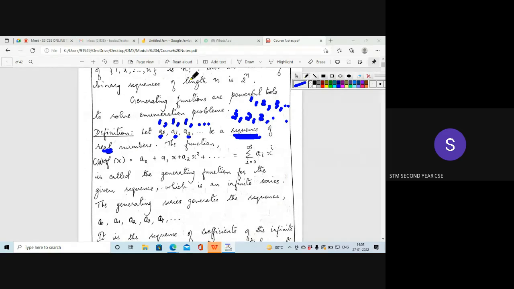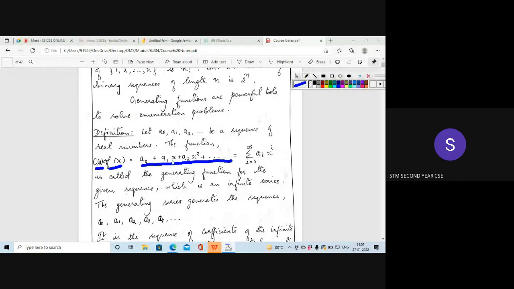Okay, then how can we write the generating function for these real numbers? Let us see how to write the generating function. The generating function, denoted as g of x or f of x, can be written in this particular form. This is the general form of the generating function. You have to study this form.